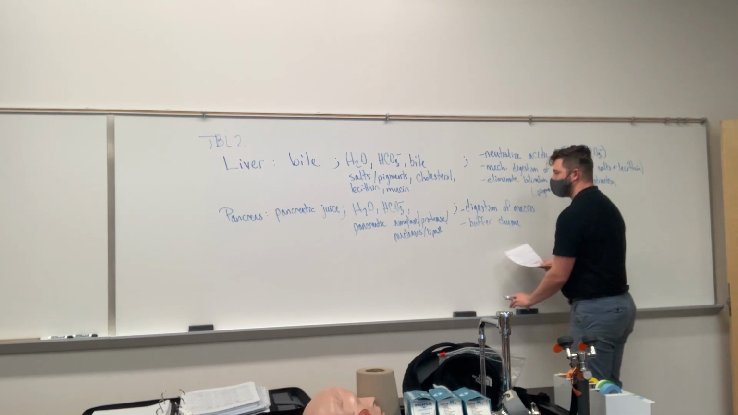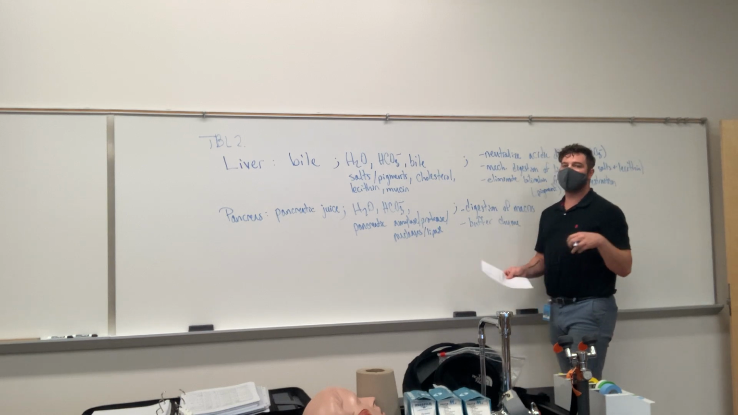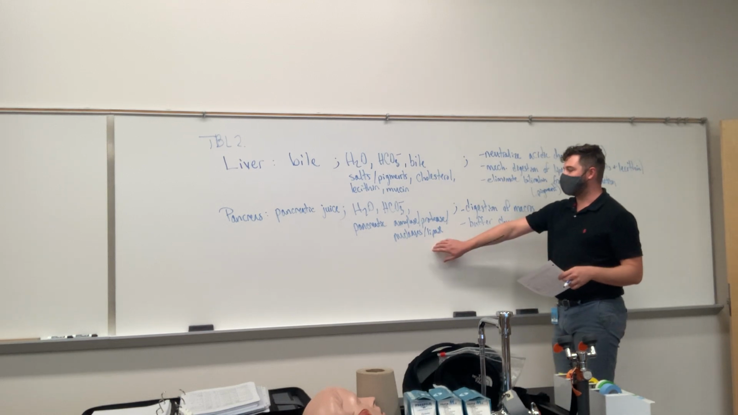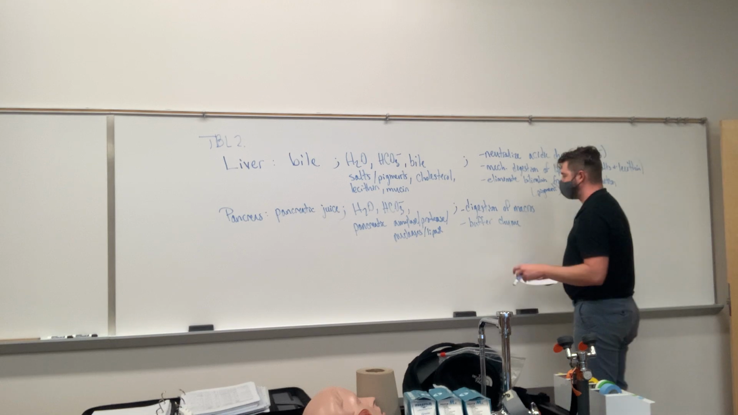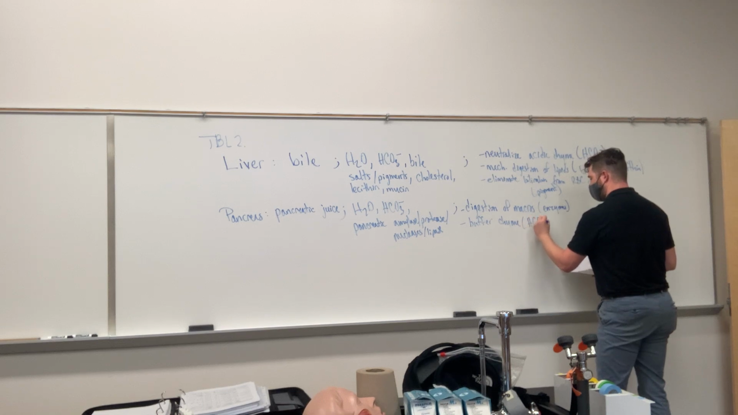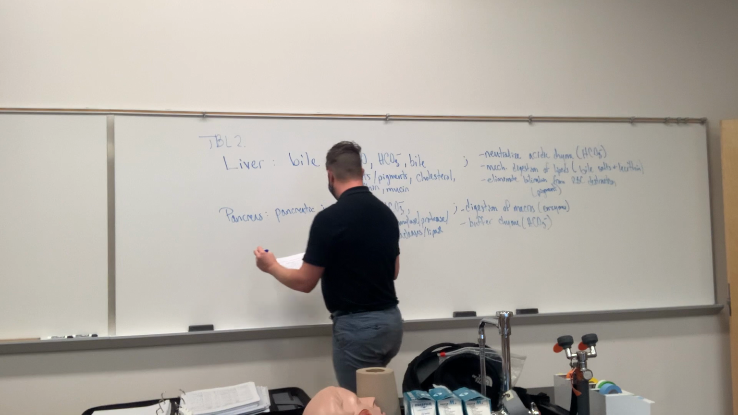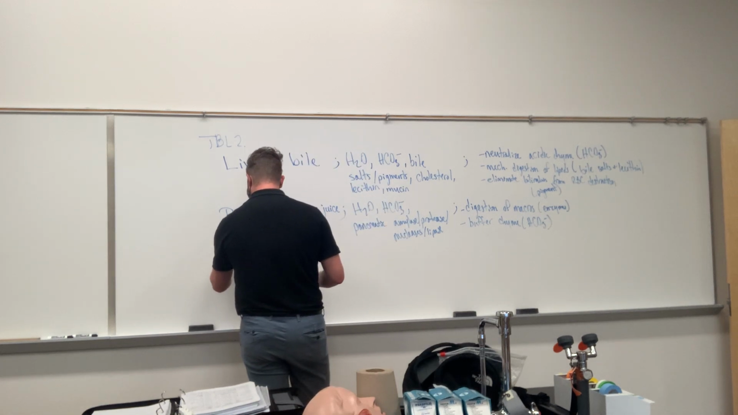Remember, your pancreas also produces glucagon and insulin to regulate blood sugar. That would be its endocrine functions. These are its exocrine functions: enzymes and bicarbonate. Last one is the salivary gland.